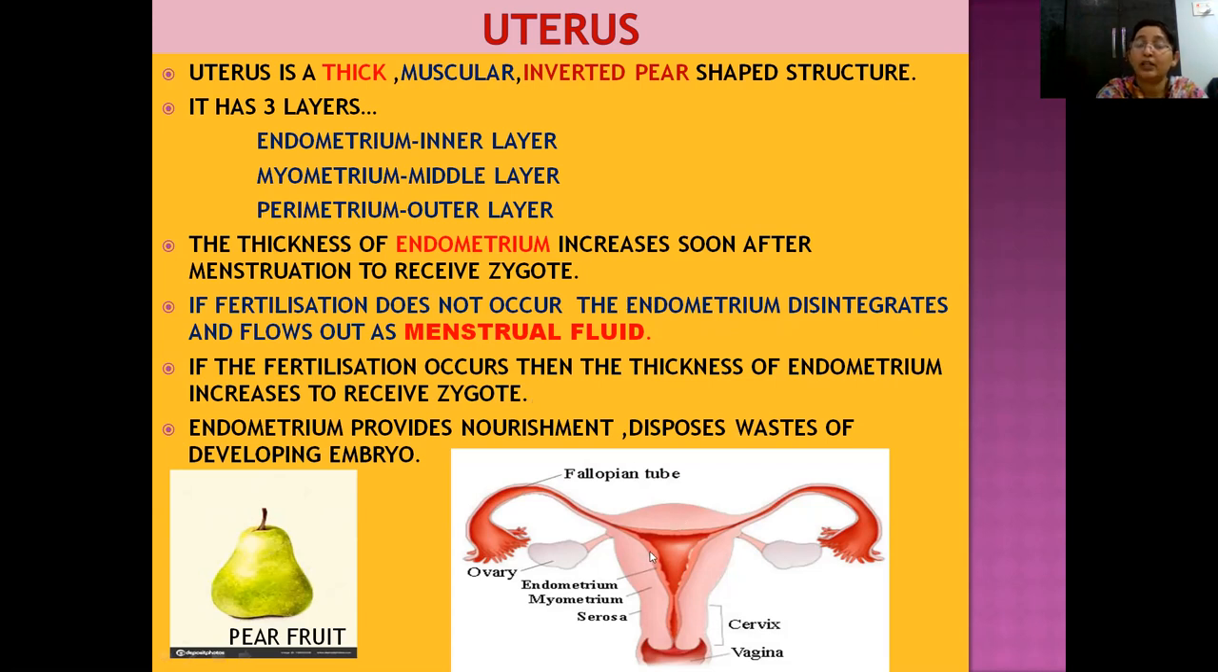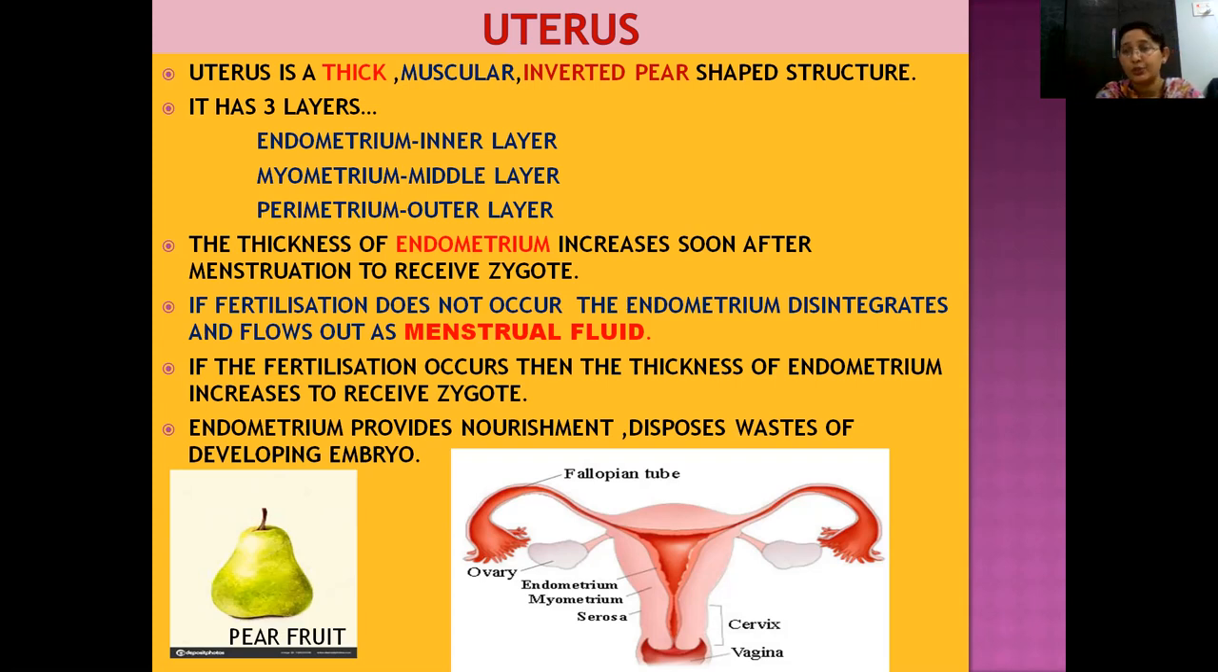So the major function of the endometrium is, first, to board that zygote; second, to provide nourishment; and also it collects the wastes of the embryo and disposes them out. So the endometrium is the most important layer of the uterus.